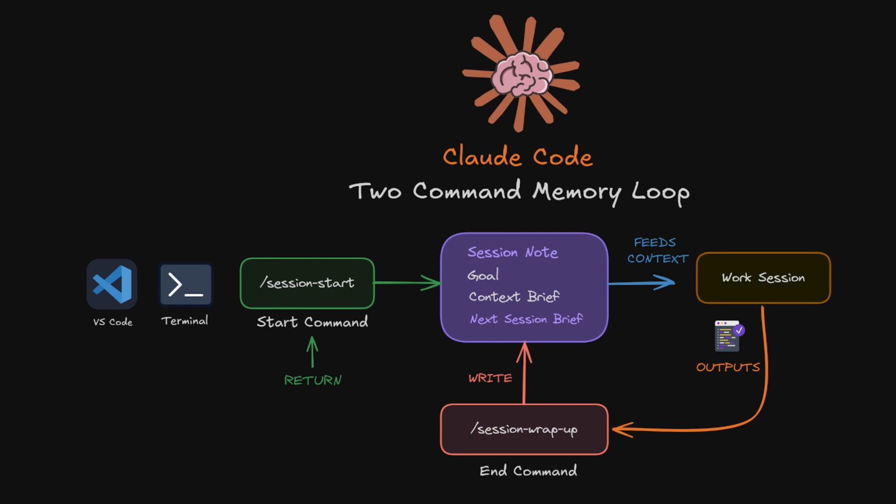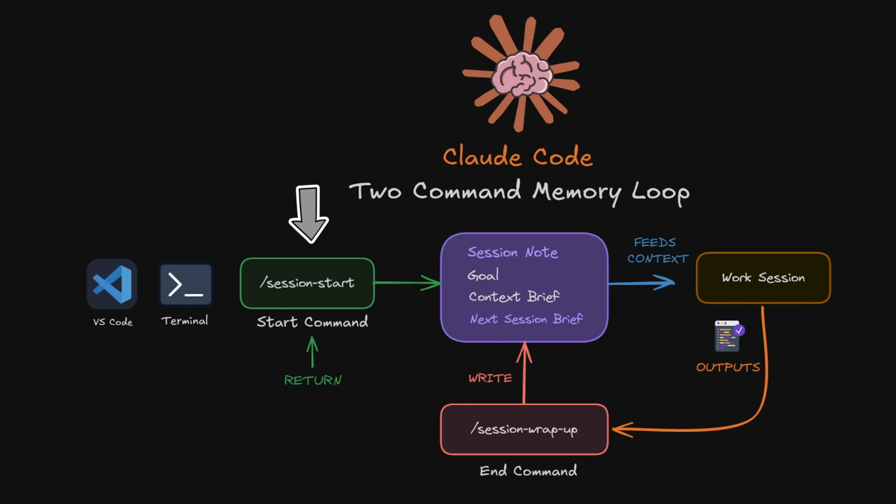In today's video, we'll look at a 2-command memory loop that I've built for my Obsidian Vault. I've created this system primarily for when I'm using Claude Code in VS Code or Terminal. That can be outside of Obsidian or inside Obsidian. This works alongside my AI Tools community plugin as well. So this is more for complex tasks.